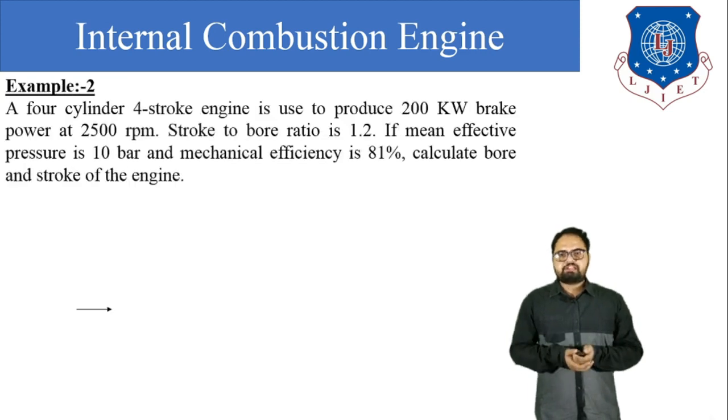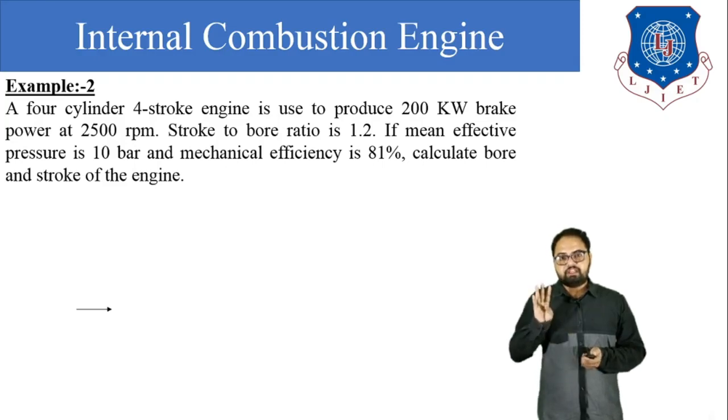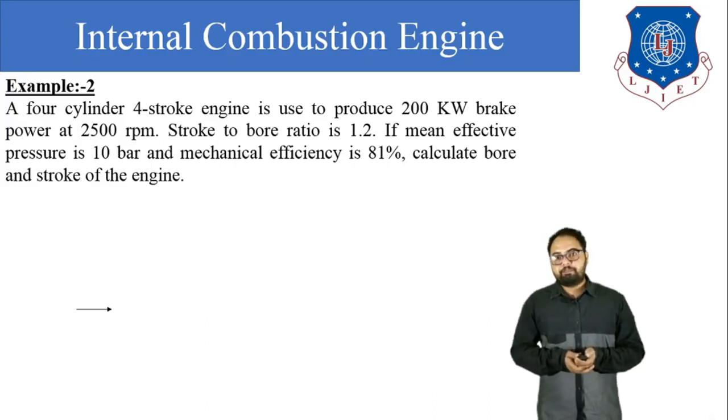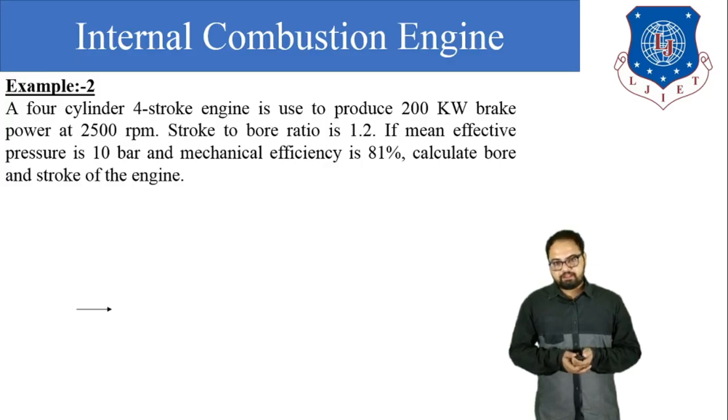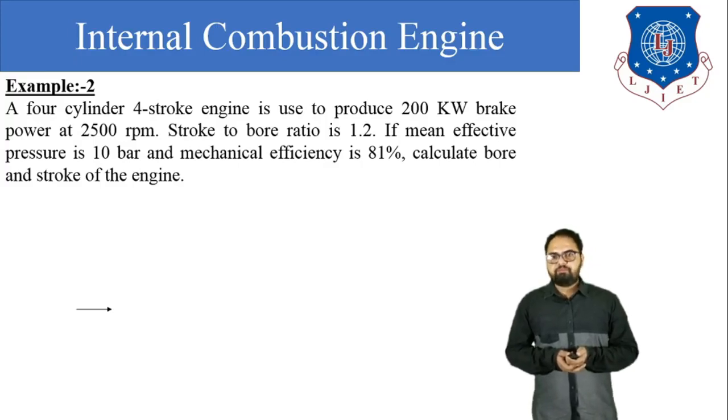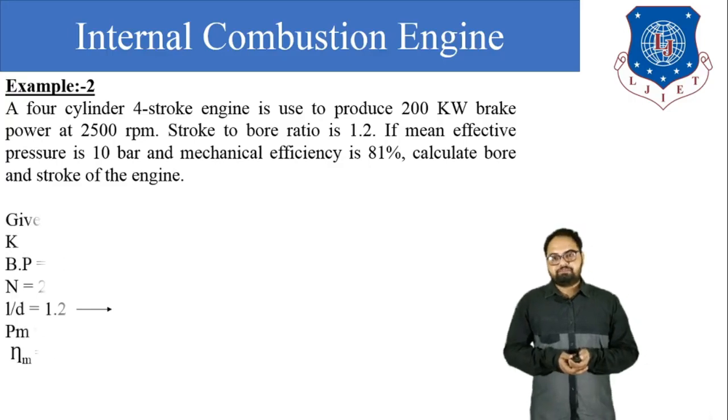The next example is a 4-cylinder 4-stroke engine, used to produce 200 kilowatt brake power at 2500 rpm. Stroke to bore ratio is 1.2, that is L by D is equal to 1.2. If mean effective pressure is 10 bar, that is P mean equal to 10 bar, and the mechanical efficiency eta mech is 81%, that is 0.81, calculate bore and stroke of the engine.